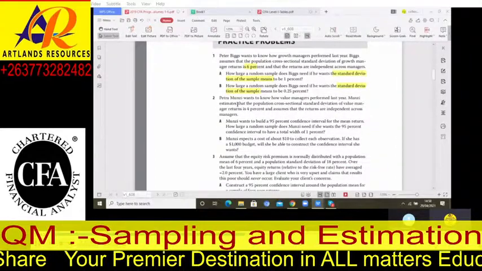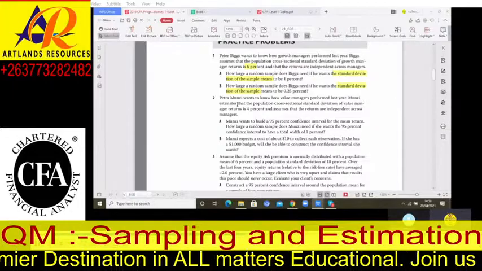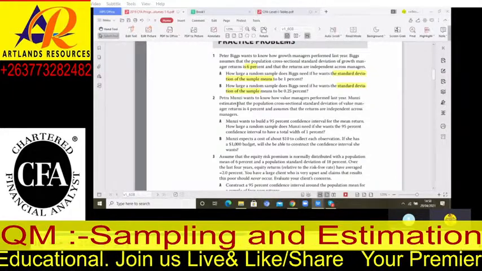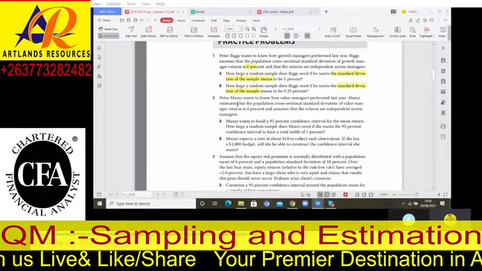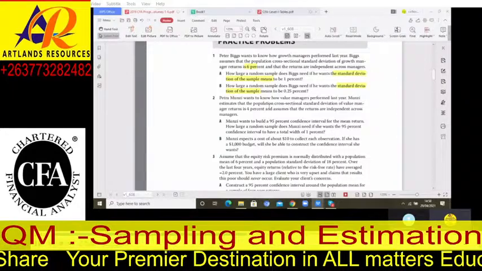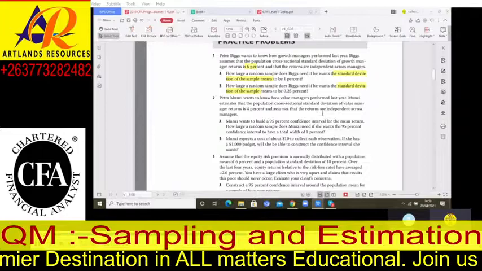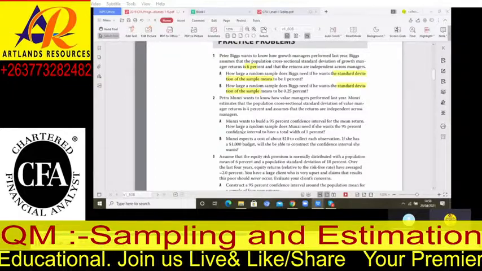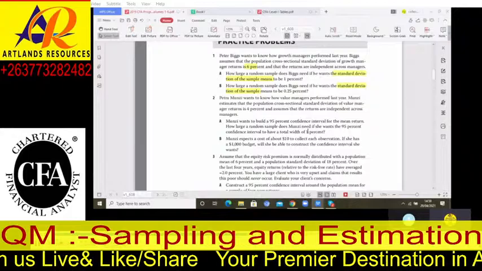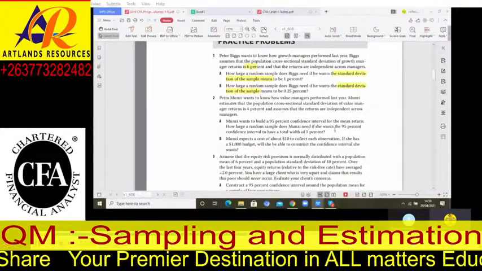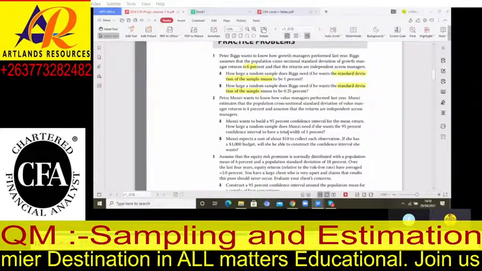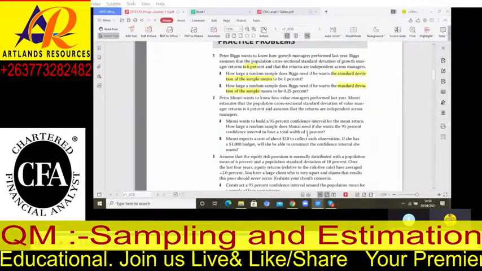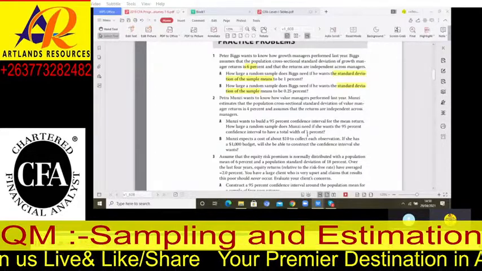Now, question number 2 says, Petra Munzi wants to know how value managers performed last year. Munzi estimates that the population cross-sectional standard deviation of managerial returns is 4%. This is now the population, not from the sample, and it assumes that the returns are independent across managers. Munzi wants to build a 95% confidence interval for the mean return. How large a random sample does Munzi need if she wants the 95% confidence interval to have a total width of 1? She needs the difference between the upper limit and lower limit to be 1.